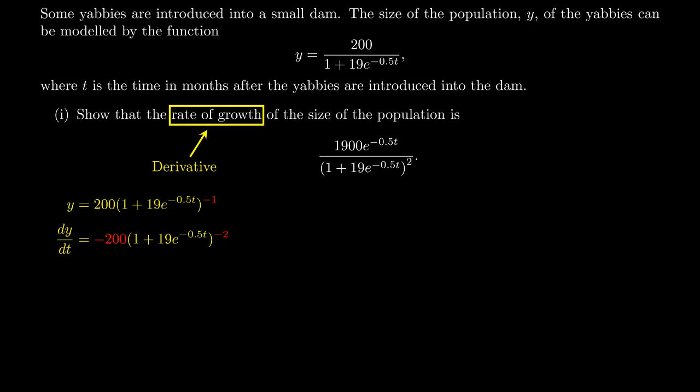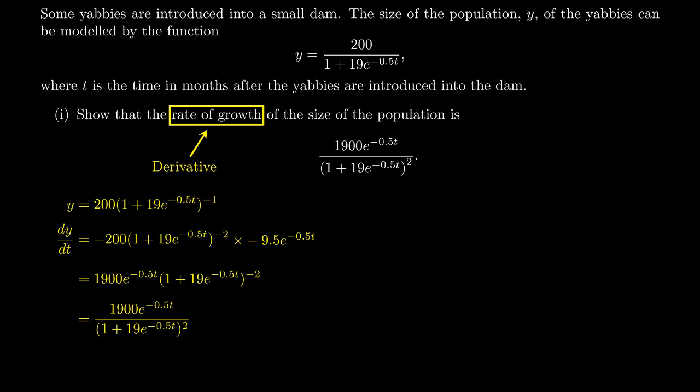But then I have to use the chain rule and multiply by the derivative of the inside, which is negative 9.5 e to the negative 0.5t. Now that has to use a little chain rule in there as well. Alright, now notice the negatives will cancel. 200 times 9.5 is 1900, and so I'm left with this expression here, which thankfully does rewrite, as I take the negative power to the bottom again, into the expression we are after, so that's good.